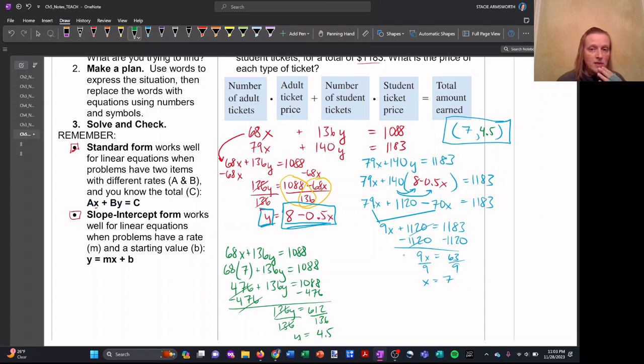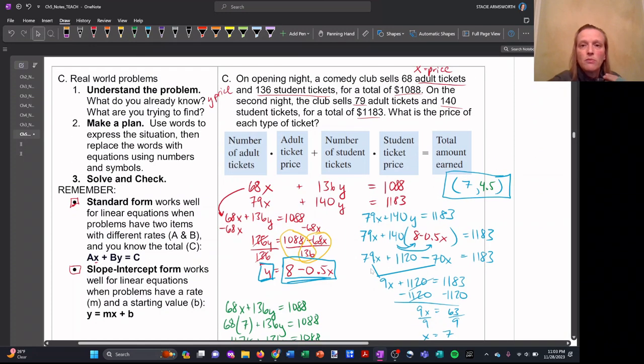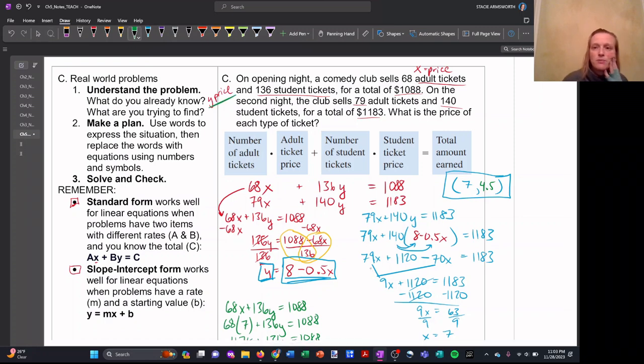Now remember, y in this case, going back up to the original problem, we said that y was the price of student tickets. And the other value, 7, that was the price of adult tickets. We've now solved the problem. We have an ordered pair that is a solution to the system of equations, and we were able to figure out the price of the tickets accordingly.